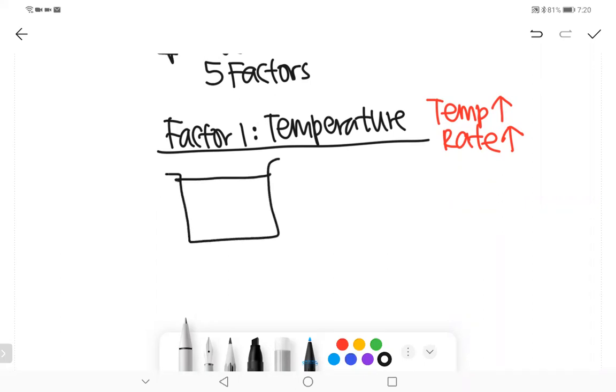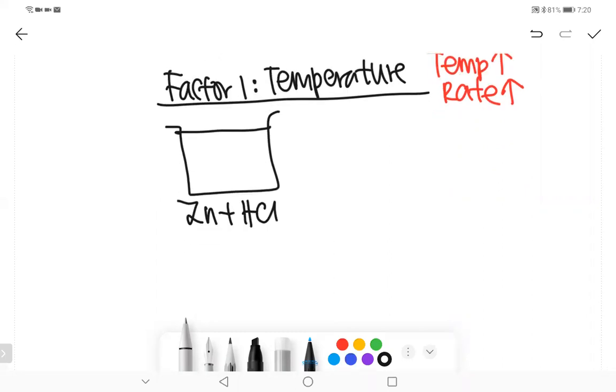Initially, inside here we have zinc and hydrochloric acid. The temperature I use is 40 degrees Celsius. Let's assume the zinc is red color. The hydrochloric acid is blue color.